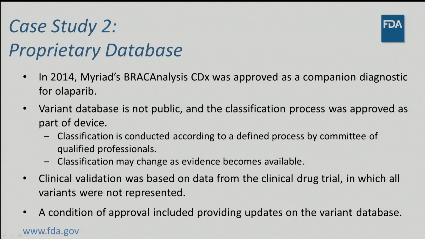This test utilizes Sanger sequencing and multiplex PCR to detect variants in the BRCA1 and BRCA2 genes. Notably, the classification process was approved as part of the device. As with the CFTR2 database, defined criteria are used to classify variants into a range of pathological categories, of which 2, deleterious and suspected deleterious, are eligible for treatment with olaparib.